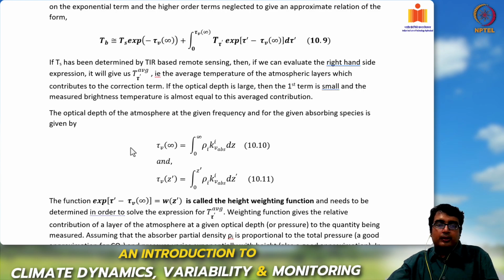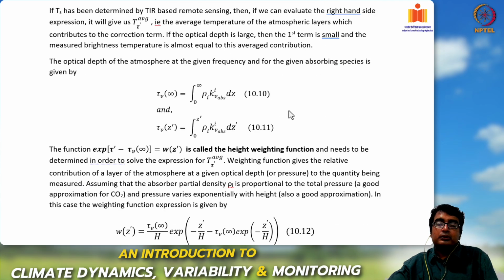Now here the optical depth is given by the integral from 0 to infinity of the partial density of the atmosphere times the absorption coefficient of the gas, dz. So if this is near the CO2 band, then this is the partial density of CO2, which is well known for the entire altitude zone, the absorption coefficient of CO2 at altitude z, and tau is now up to z prime. So these two terms are here.